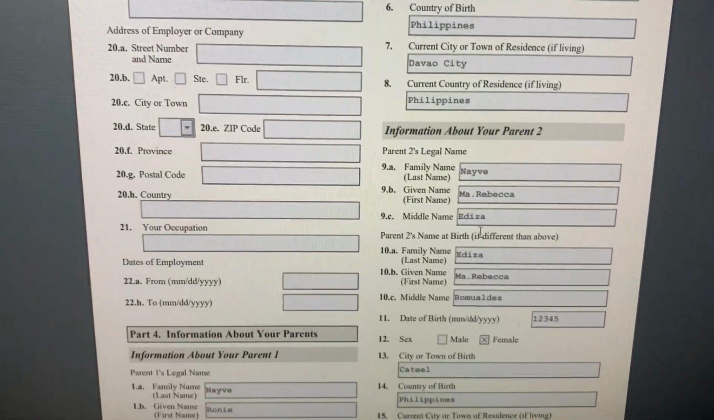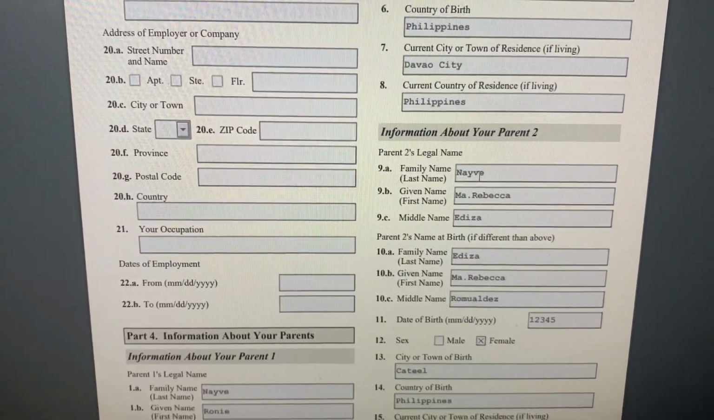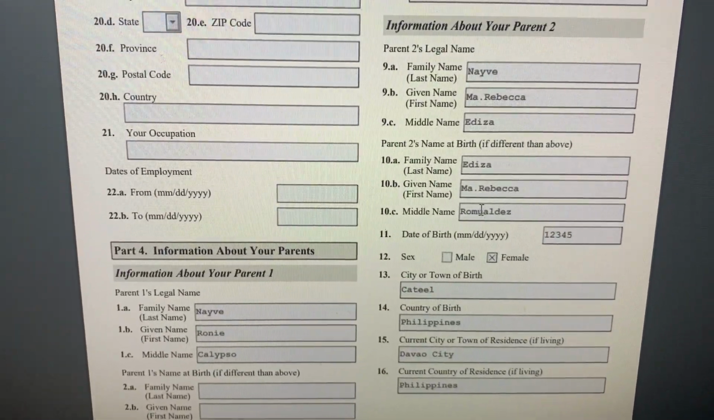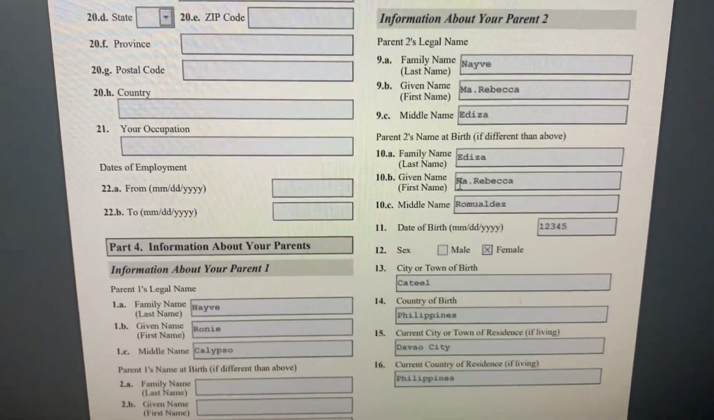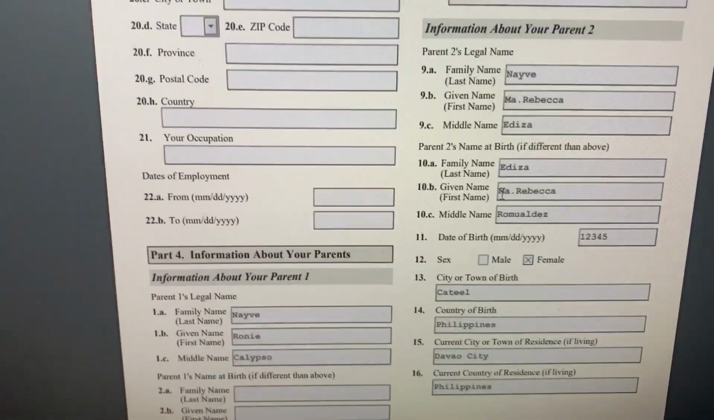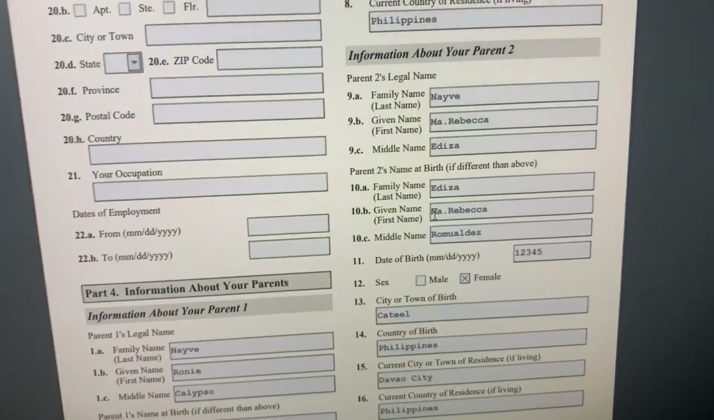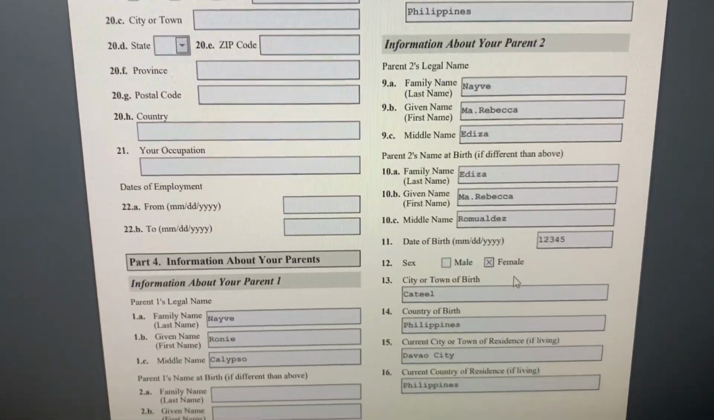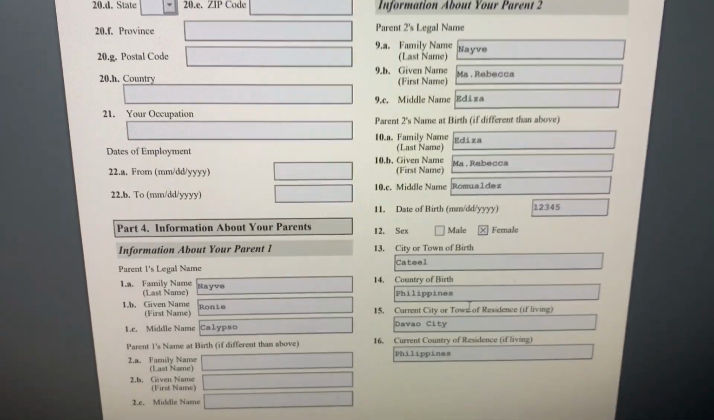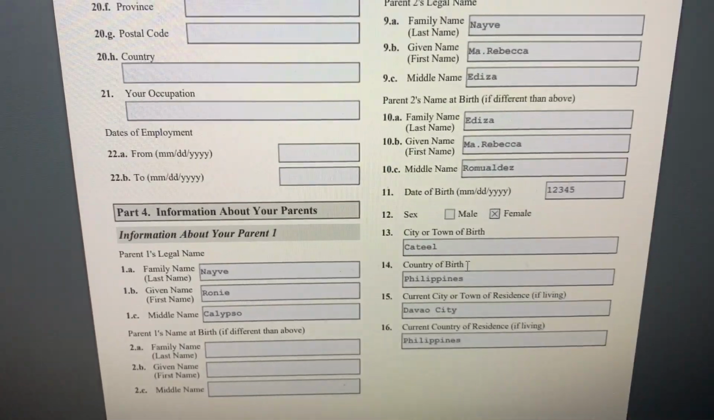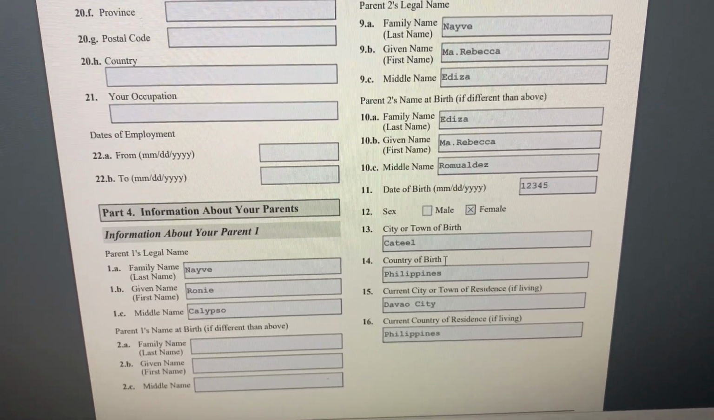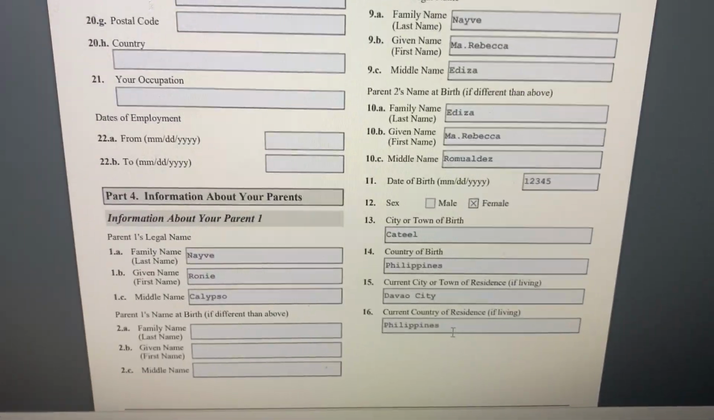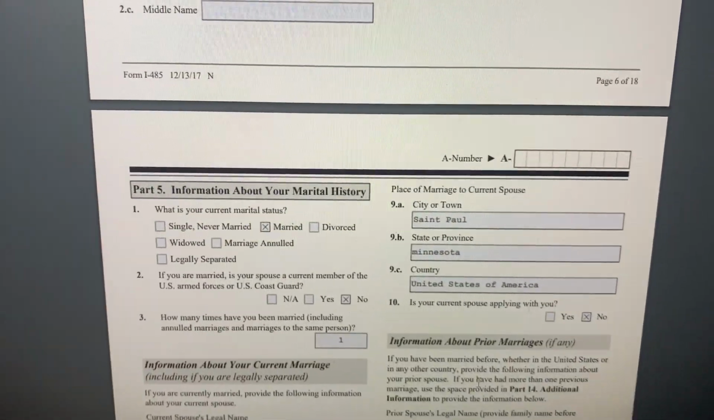Information about parent, this is my mom's name, middle name, last name. And my parent's name at birth. This is my mom's maiden name, before she got married to my dad. It's really important, guys, that you put your mom's maiden name here too, then date of birth, sex, and then her town or city of birth, country of birth, current city, and country. So yeah, moving on to page 7.